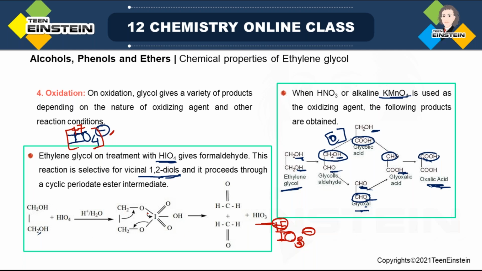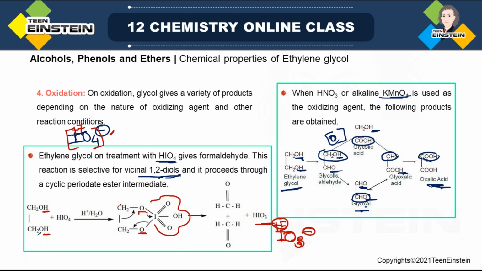First, there is formation of this type of cyclic periodate ester. So this CH2O and CH2O part is coming from ethylene glycol. And see here, this portion is HIO3, so one oxygen is less. That means if you remove these two H and one oxygen from HIO4 in the form of water, you will get this type of cyclic ester. But this is not the final product.